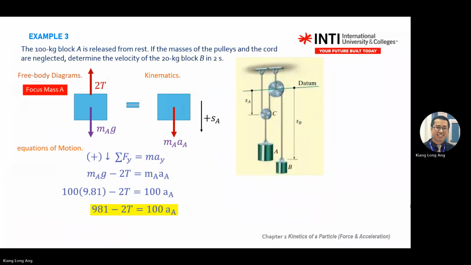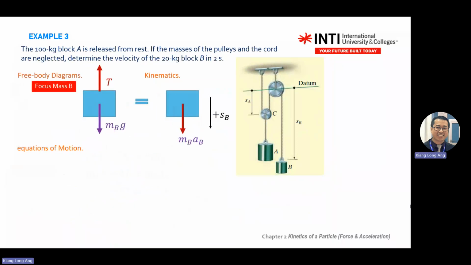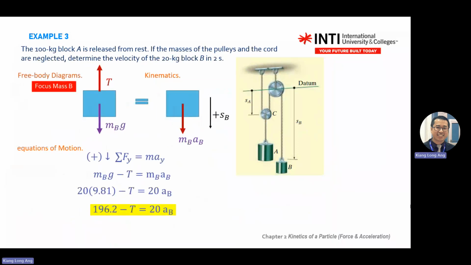Okay. Try to learn the concept first. This one you can get from the PowerPoint slides. Same for B, you get one equation. This one. Okay.